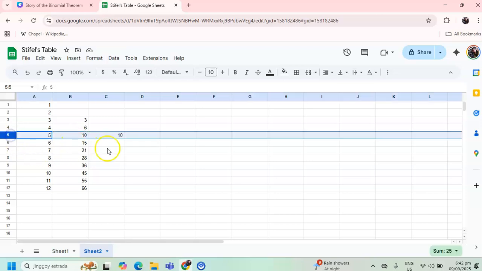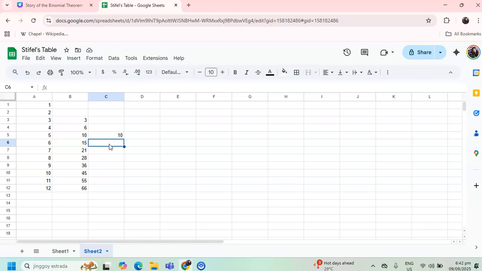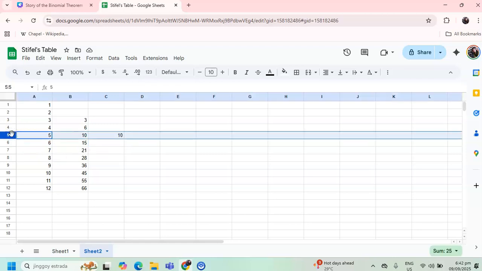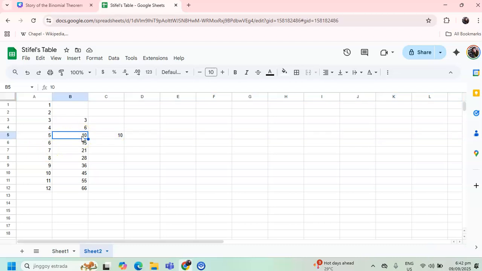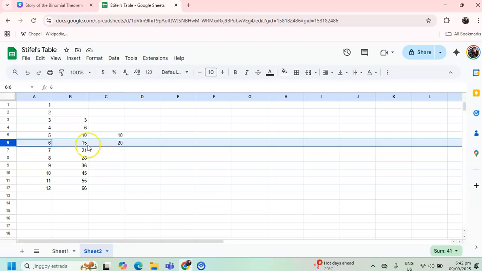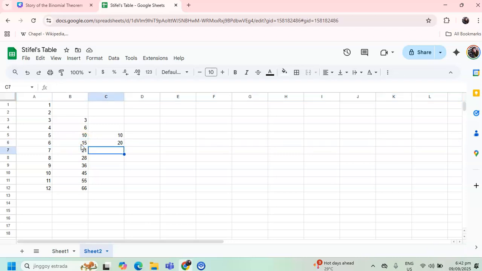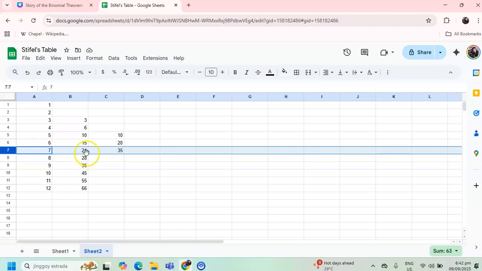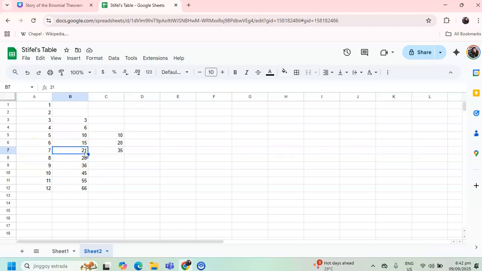So for cell C7, look up the previous row, and then add the numbers. 10 plus 10 is 20. And then for the next cell, look up at the previous row, the numbers we have 15 and 20, 35. For cell C8, look up at the previous row, and then the last two numbers are 21 and 35. We add them up, so we have 56, and so on and so forth. Let's see if it's correct.